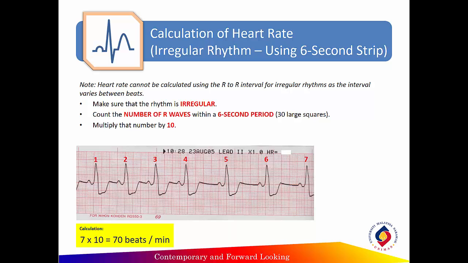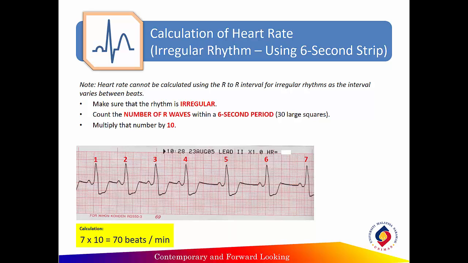For irregular rhythms, you will not be able to accurately calculate the heart rate using the R to R interval, as the intervals vary between beats. If you take a longer interval, the rate would become slower. If you take a shorter interval, the rate will then be calculated to be faster. Because of this, we will be counting the number of R waves present in a 6-second strip and multiply that number by 10 to estimate the heart rate per minute.